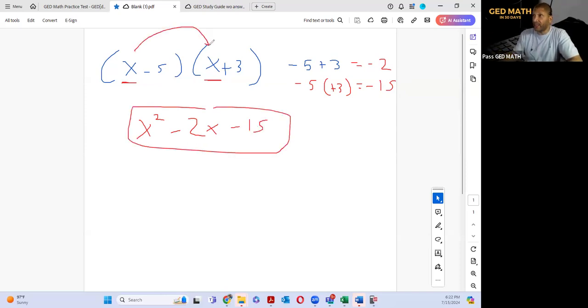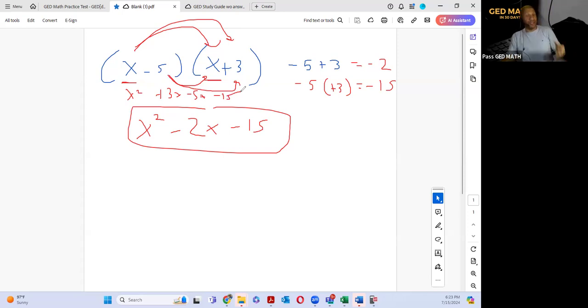Instead of going x times x is x squared, x times 3 is 3x, minus 5 times x is minus 5x, minus 5 times 3 is a minus 15. Are you still going to get the same answer? Yes. But it's a quick way. Coefficients of your variable is 1. Combine the terms to get the coefficient of your x and multiply the terms to get your third term. That way you don't have to waste time doing it one by one.